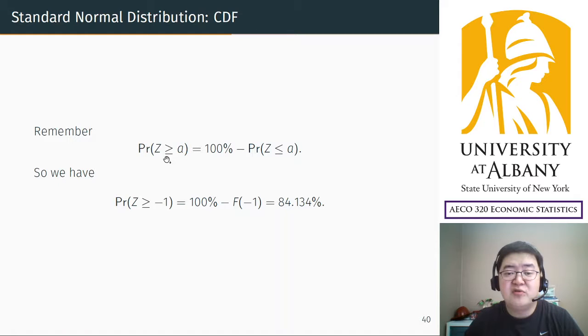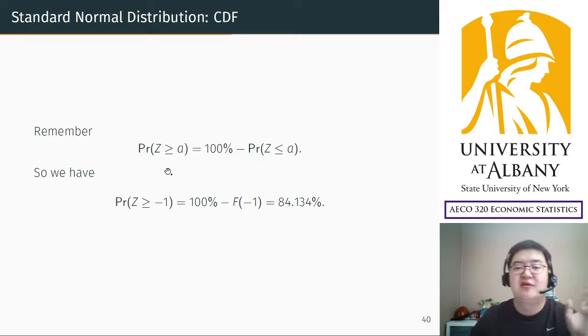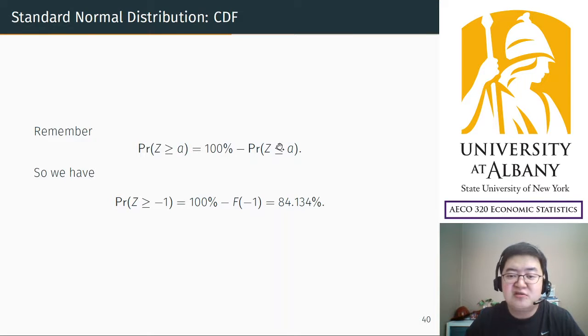By the way, I am using weak inequalities in both probabilities because a continuous random variable has no probability at any one point. So including one point or not does not change anything in terms of the probability. It's my writing habit to use weak inequality in general, but you may still use strict inequality here or here, it does not matter. Anyhow, remember, this is true for a continuous random variable. So greater than something is 100% minus smaller than something.